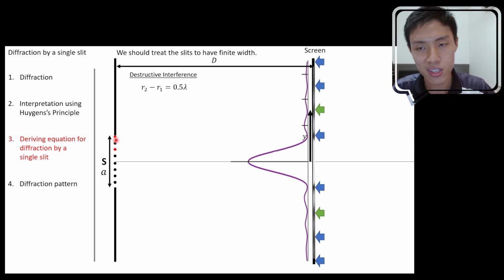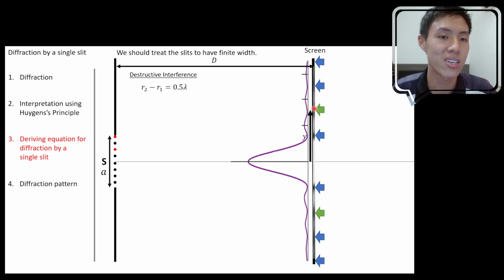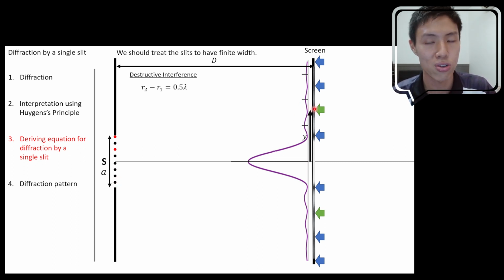So right now the first dot will cancel out the third dot. Then I think you can think about it. The second dot will cancel out the fourth dot. The fifth dot will cancel out the seventh dot. The sixth dot will cancel out the eighth dot. So at the end, everything cancels as well. That's why here there's a dark spot as well, the dark fringe over here.